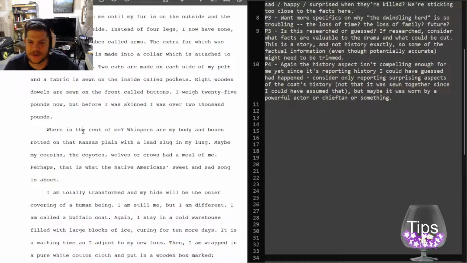Wisdom of the body and bones. Whispers, where's the rest of me? Whispers are my body and bones rotted in the countless plenty of lead slug in my lung. Maybe my cousins, the coyotes or wolves, had a meal of me. Perhaps the Native American sweet sad song is about.